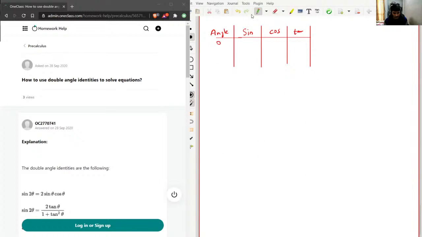So I know the values we'll be needing for 30, 60, 45, and 90. For 30, sine is 1 over 2, cosine is root 3 by 2, tangent is 1 over root 3. For 60, sine is root 3 by 2, cosine is 1 over 2, and tangent is square root of 3. For 45, sine and cosine are 1 over square root of 2, and tangent is 1. For 90, sine is 1, cosine is 0, and I think tangent 90 is, yeah, undefined.